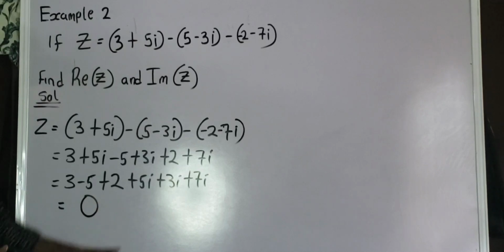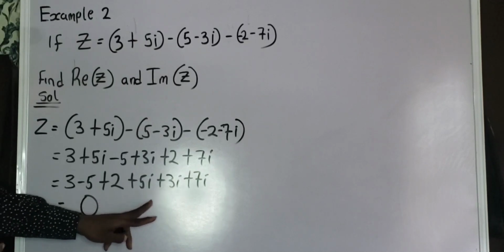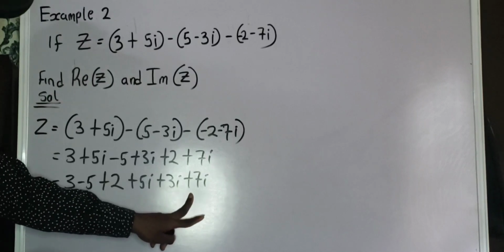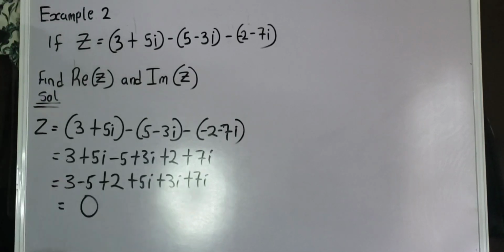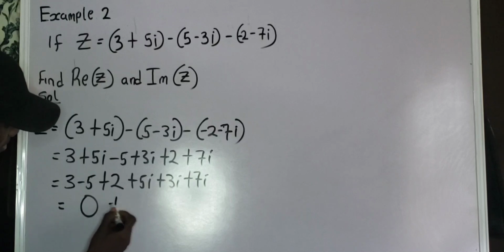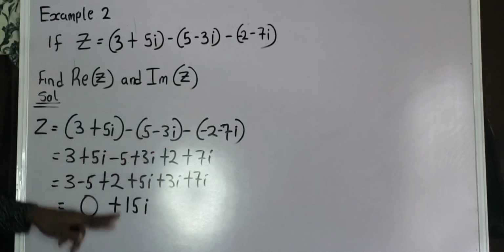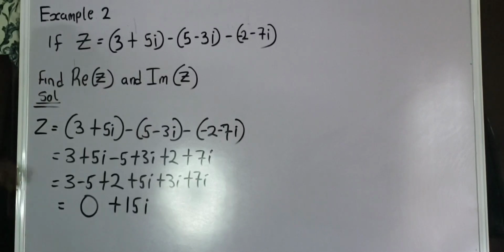Are you paying attention? Let's proceed. 5i plus 3i. This is 8i. 8i plus 7i. That is 15i. So this will be 15i. So the evaluation of this is what? 0 plus 15i.